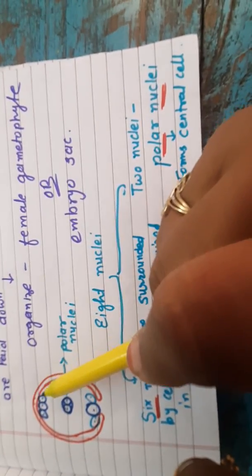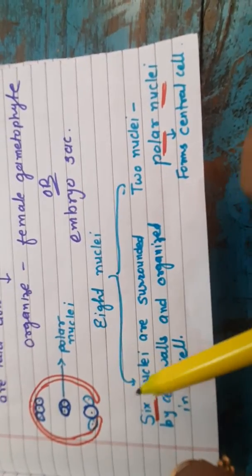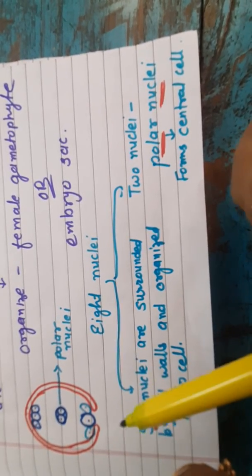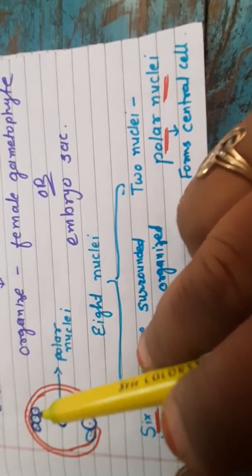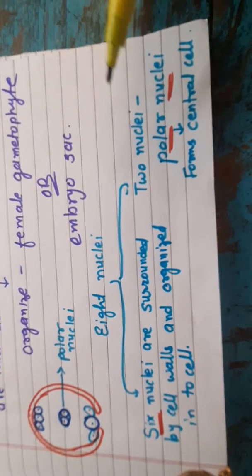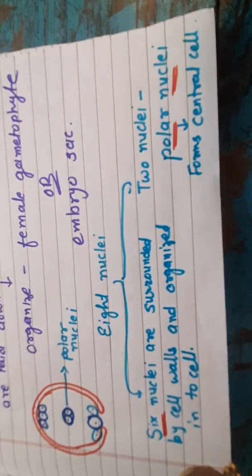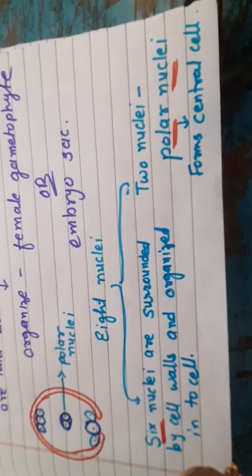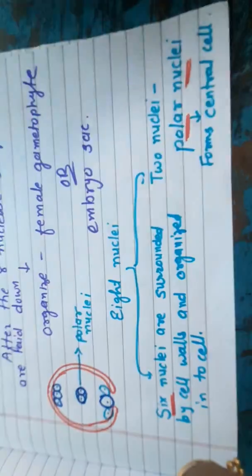So you can see here, these are 1, 2, 3, 4, 5, 6. These 6 nuclei, which have cell walls around them, are arranged here and here. That is, you can see here, this is micropylar end and this is chalazal end. But 2 nuclei, this one, are known as polar nuclei because they fuse together and form the central cell. So simply this is an 8-cell arrangement, 3 toward this side, 3 toward this side and 2 in the center.